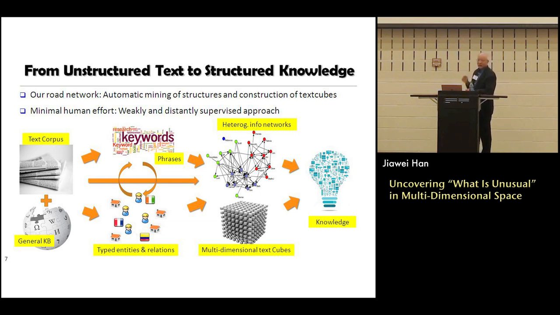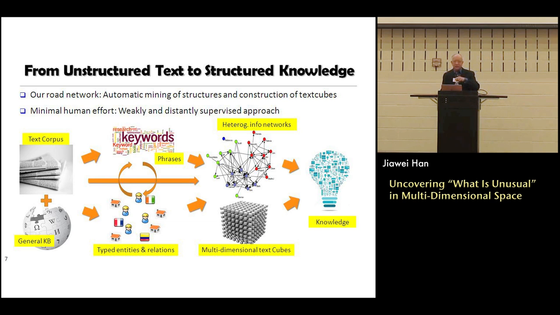So our starting point is a huge text corpus. We take Wikipedia as a general knowledge base. Of course, you can say humans can label it, but it's too much work for humans to do the labeling. But with Wikipedia, you can think lots of people have already done some kind of marking or annotation. Taking this, can we automatically mine keywords and phrases, extract types, entities, and relations, and construct typed networks and multi-dimensional text cubes, so that we can finally get knowledge out? So that's our flow chart.